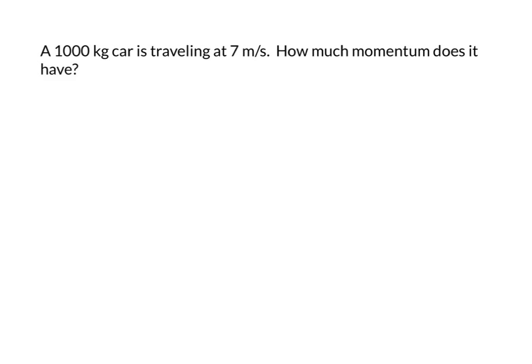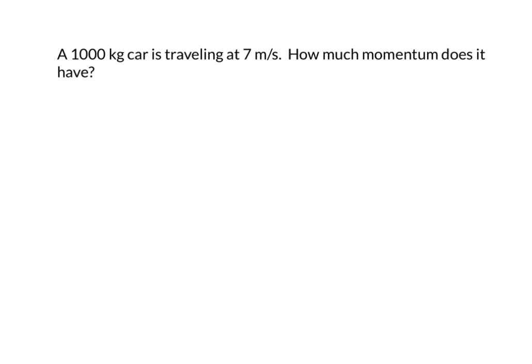So we have a 1,000 kilogram car traveling at 7 meters per second, and we want to figure out how much momentum the car has. To do this, I am going to start by listing out my givens. Going from the problem, I know that the mass of my car is 1,000 kilograms, and its speed, its velocity, is 7 meters per second. And those are all of my givens.